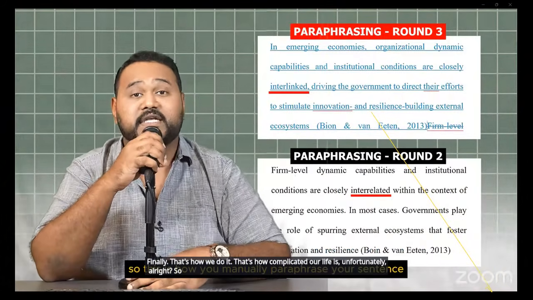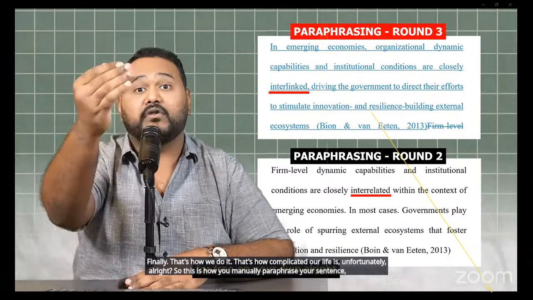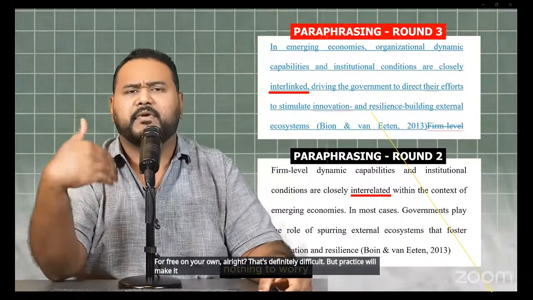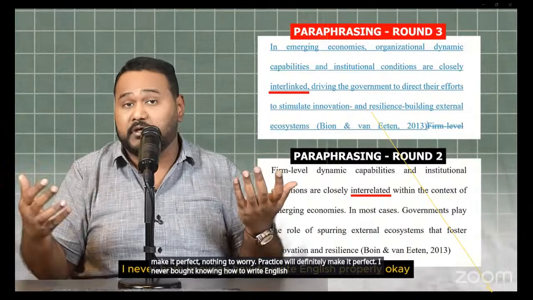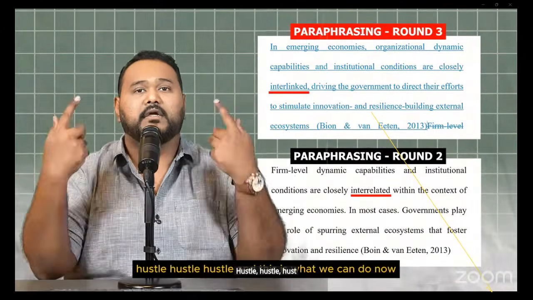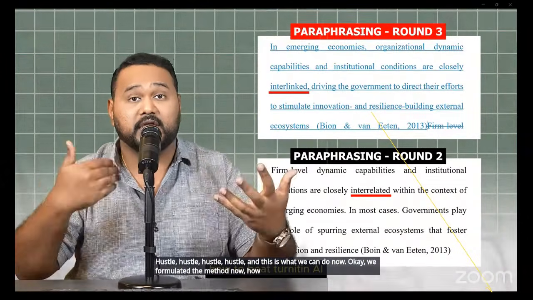Alright, so this is how you manually paraphrase your sentence for free on your own. That's definitely difficult, but practice will make it perfect. Nothing to worry about. I was never born knowing how to write English properly. Okay, I learned. Hustle, and this is what we can do now. Okay, we formulated the method of how to beat Turnitin AI.